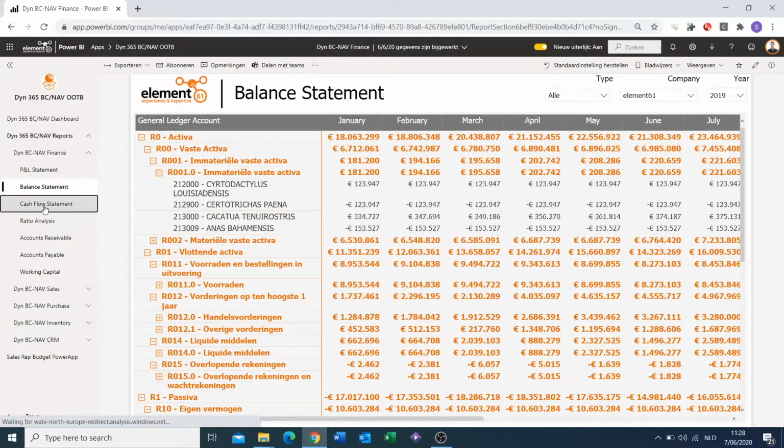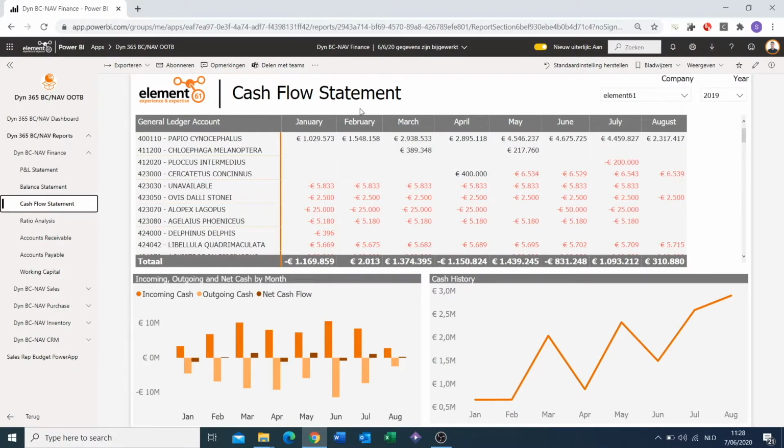Our cash flow dashboard communicates your company's liquidity and cash flow across time. It allows you to see the amount of money coming in and going out, and it gives you a good overview of how much cash you have in the bank.